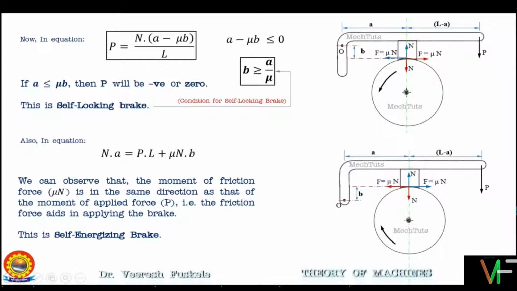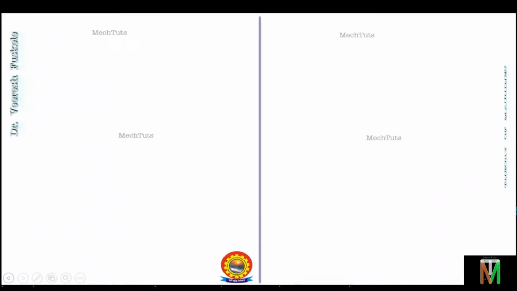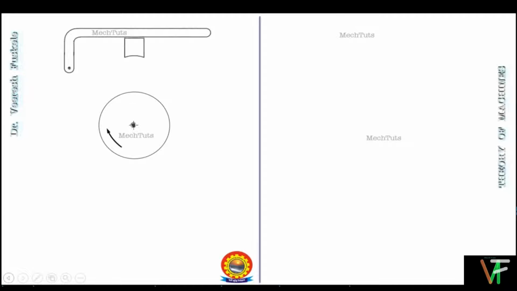In today's lecture, we will discuss the third configuration of the single block brake, in which the fulcrum point will lie below the line of action of the friction force. So let's start with the third configuration of the single block brake. We will first see the clockwise rotation in this configuration and then discuss the anti-clockwise rotation case, and we'll further find out the condition of self-locking and self-energizing brake. So the configuration is something like this as shown here.